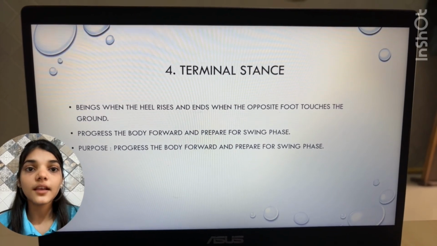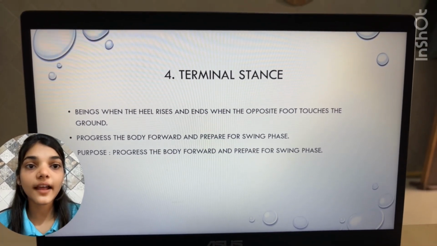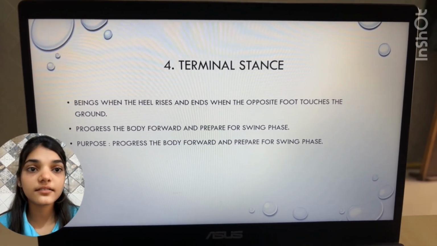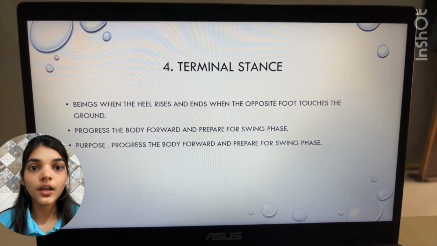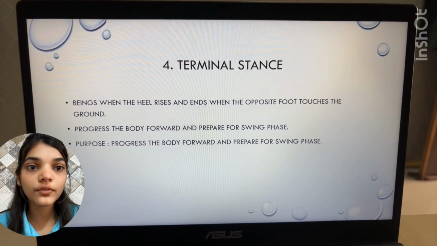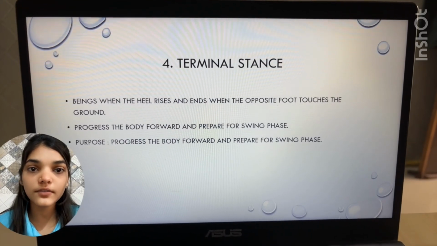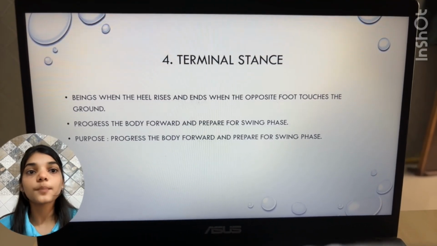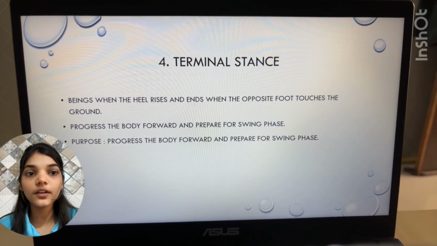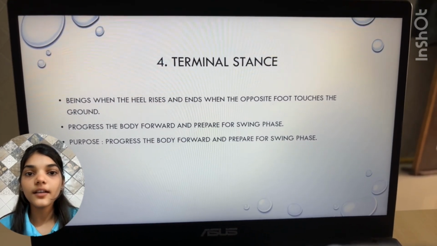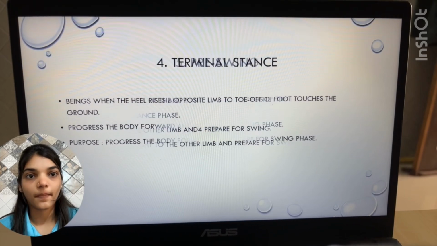Terminal stance, beginning when the heel rises and ending when the opposite foot touches the ground. What is the purpose of terminal stance? It progresses the body forward and prepares for the swing phase.